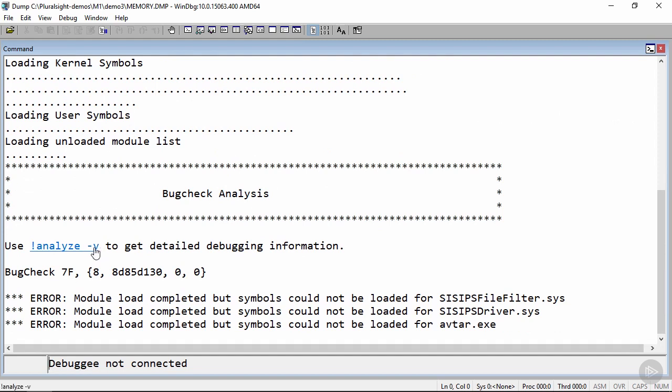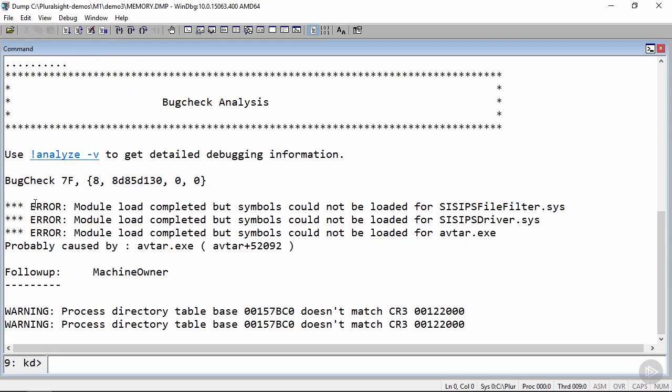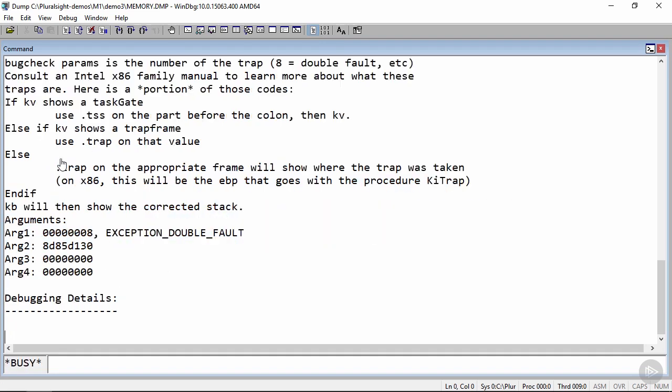So at this point we can see that it is a bug check 7F, and it's also pointed out several modules that it could not load the symbols for, namely AVTAR, SIS, IPS driver, and the filter driver. So already we may have some suspects right here, but we'll go ahead and do the !analyze -v to get our analysis rolling. I highly encourage you to read the online help associated with this type of crash.